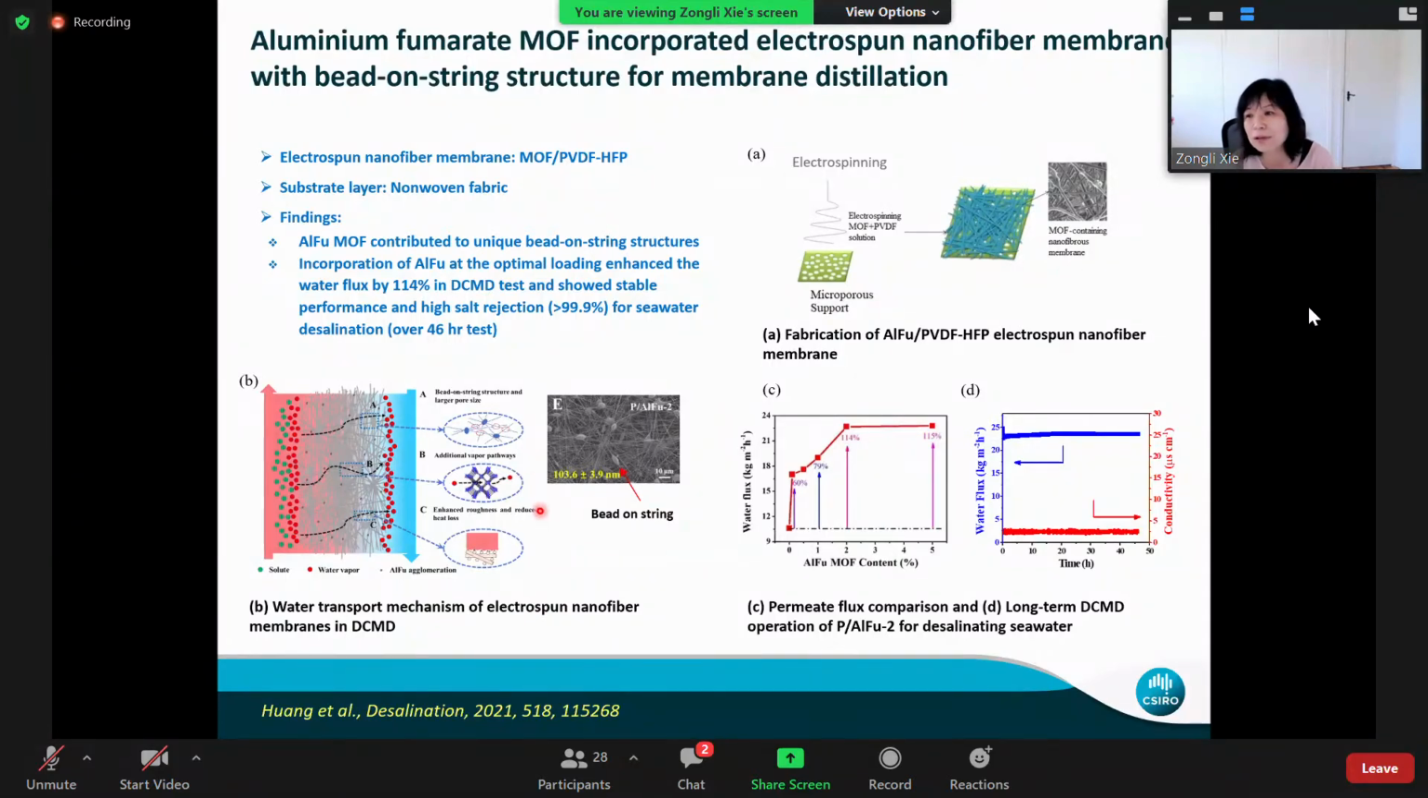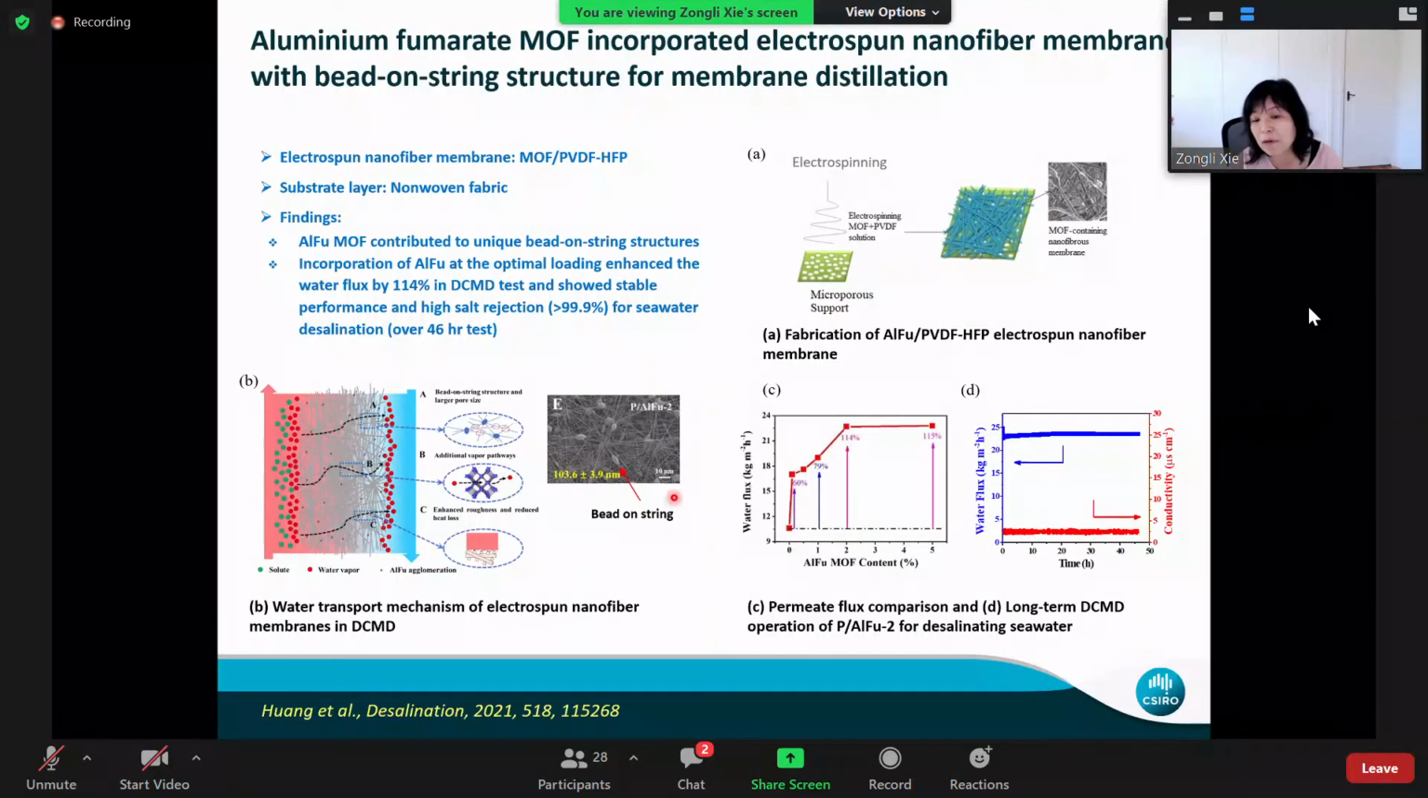But in this work, we found it quite interesting because there is aluminum in the MOF. Because of the metal there, electrospinning is not as straightforward as when we used active carbon, which has non-charging particles.